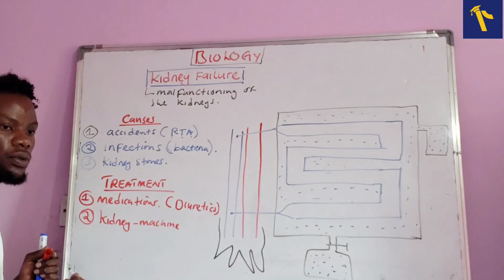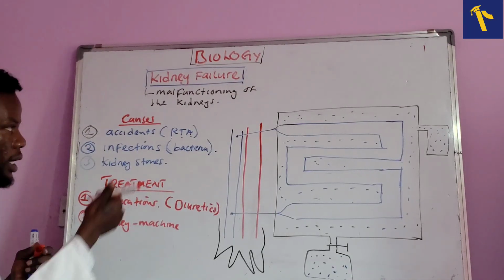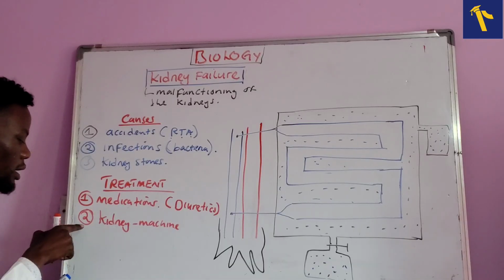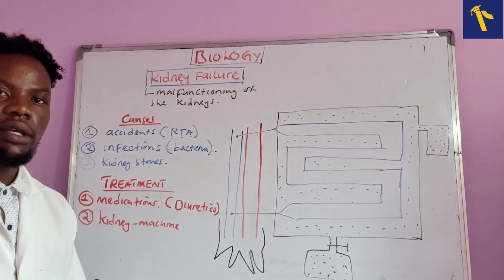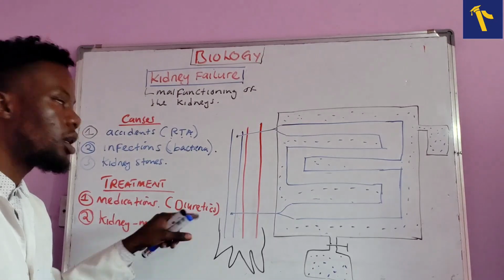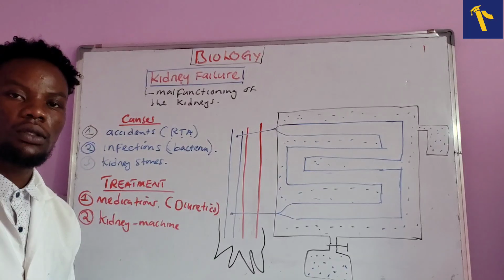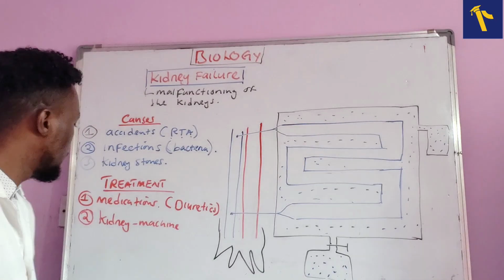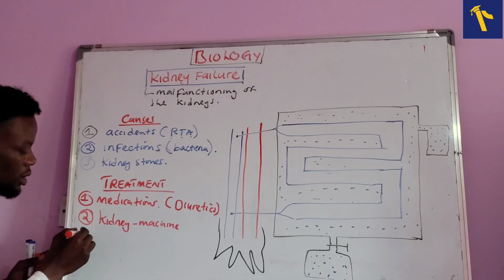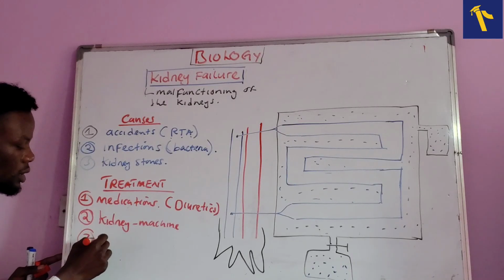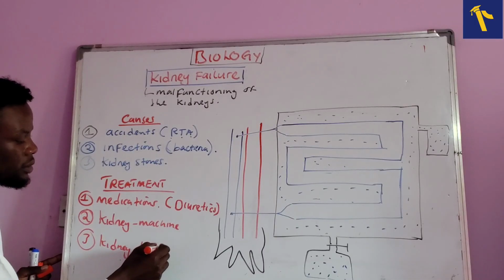The other term that we use apart from kidney machine is dialysis machine. So we'll write that there. Okay. So number two, the other treatment that we can use apart from giving medications such as diuretics, is to put them on the dialysis machine or the kidney machine. Then the last and important thing that we can do is kidney transplant.